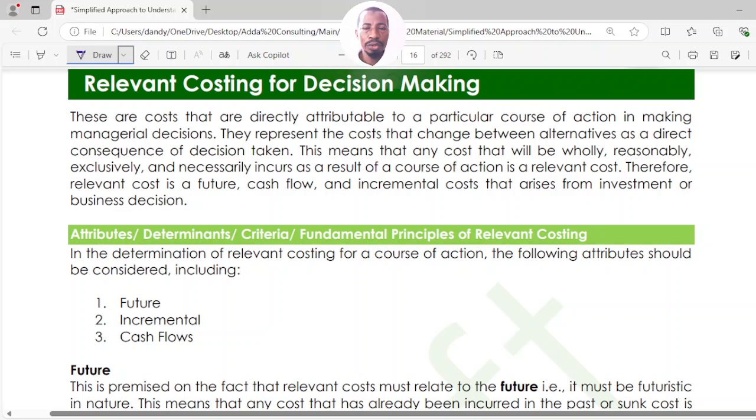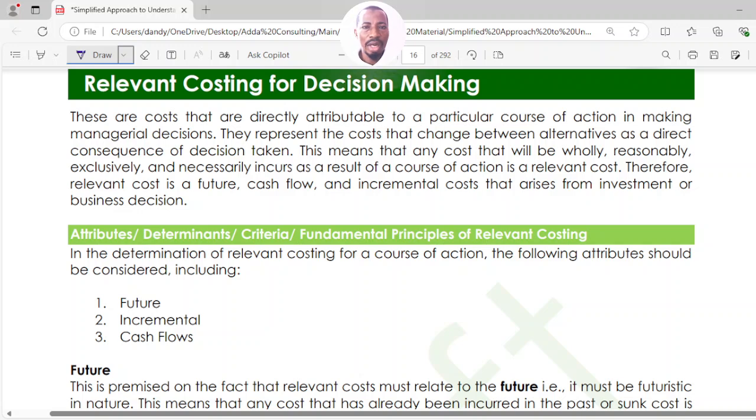Relevant costs are future costs. That is, they are costs that are futuristic in nature. Any cost that will be incurred in the future is a relevant cost, because any costs that have been incurred in the past, which are also known as sunk costs, are irrelevant to the decision that is to be taken. So the bottom line is that for any cost to be relevant, it must relate to the future. It must be a cost item that has not been incurred at all.